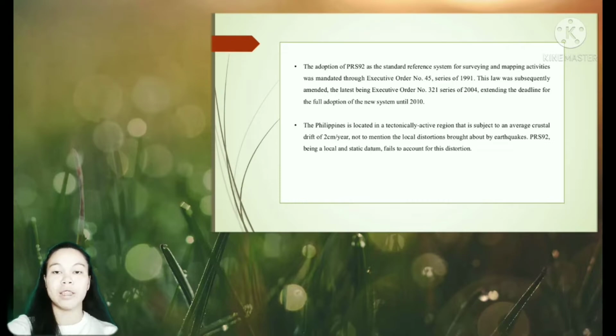The Philippines is located in a tectonically active region that is subject to an average crustal drift of 2 cm per year, not to mention the local distortions brought about by earthquakes. PRS-92 being a local and static datum fails to account for this distortion.